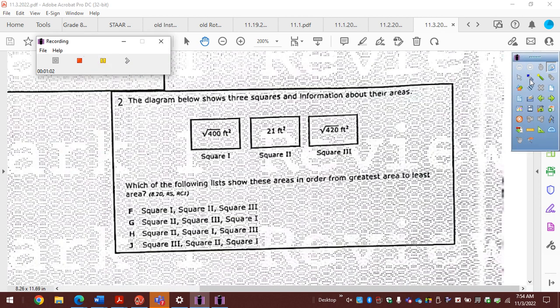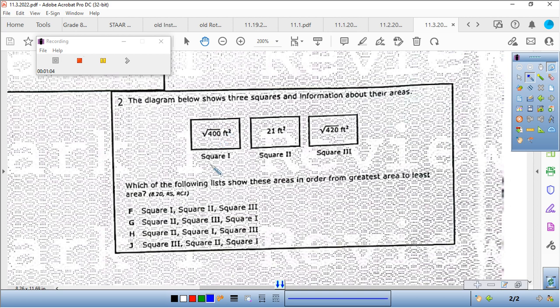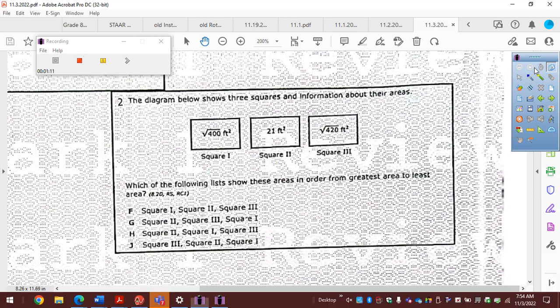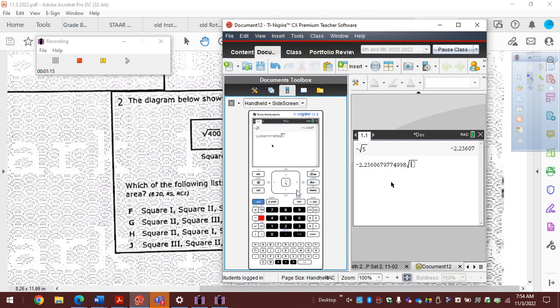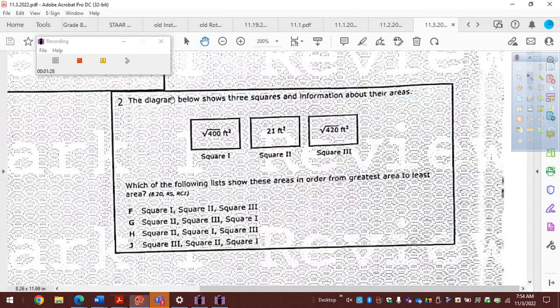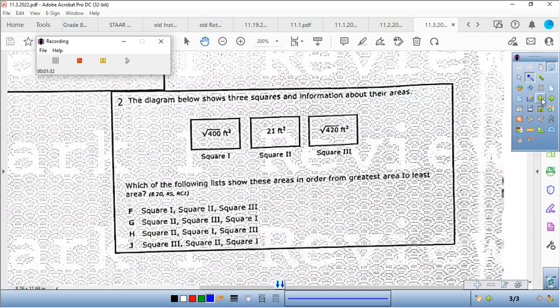Because this one, you should basically want to convert to a decimal. Because this one, you can do it already in your head. That's a 20. This one here is 21. And then the square root of 420 will be, let me see, square root of 420, and you give me 20.49, so it's going to come back over here, and it goes on. Now they want the greatest, the biggest one, which is 21. These are out, and then G.